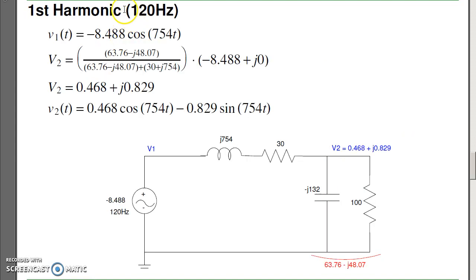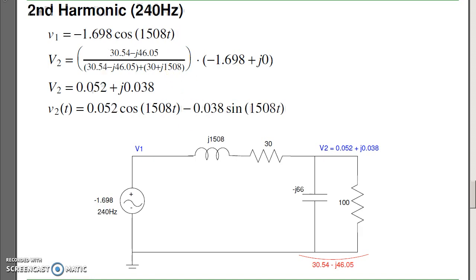Next, solve with the first harmonic, 120 Hz. Here the input is minus 8.488 plus J0, minus 8.4 cosine, 0 sine. The inductor goes to J omega L. Capacitor goes to 1 over J omega C. Put these two in parallel. I get 63 minus J48 ohms. Do your R1 over R1 plus R2 times the input, and I get a complex number. What that means, this is the cosine and the sine term at 120 Hz.